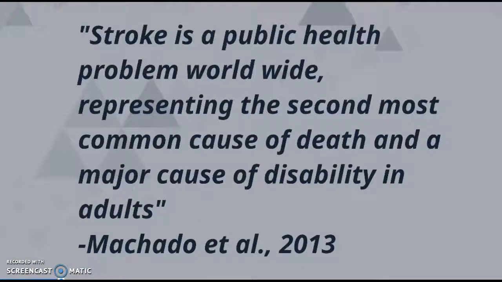A stroke is a public health problem worldwide, representing the second most common cause of death and major cause of disability in adults. Approximately every 2 seconds, someone across the world has a stroke.